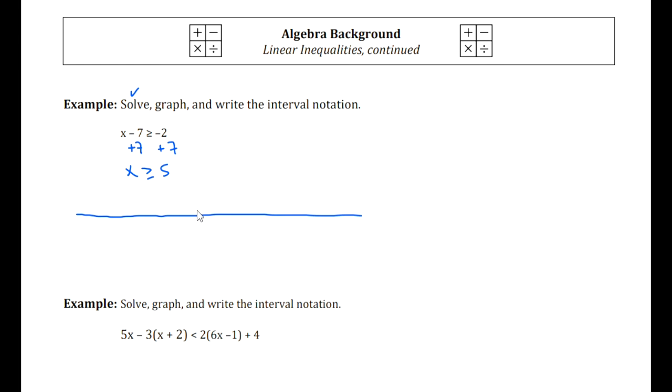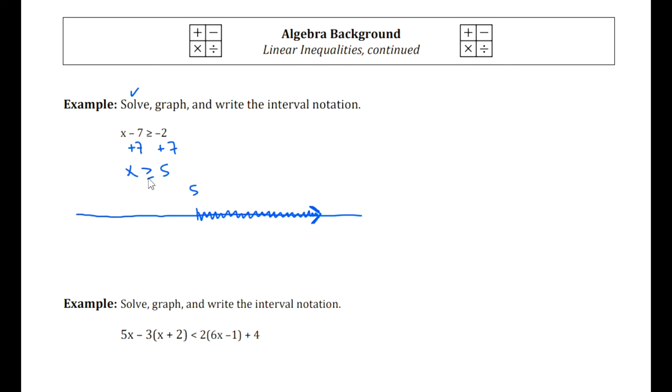We put our number 5 on the number line, and then we're going to shade all of the numbers that are solutions. If it's x greater than or equal to 5, we're going to shade everything to the right of 5. Since this is going all the way to infinity, we need to put the arrow on the graph to indicate that. If we leave the arrow off, then it makes it seem like the graph ends at some point, but it doesn't. It goes to infinity, so we need the arrow there.